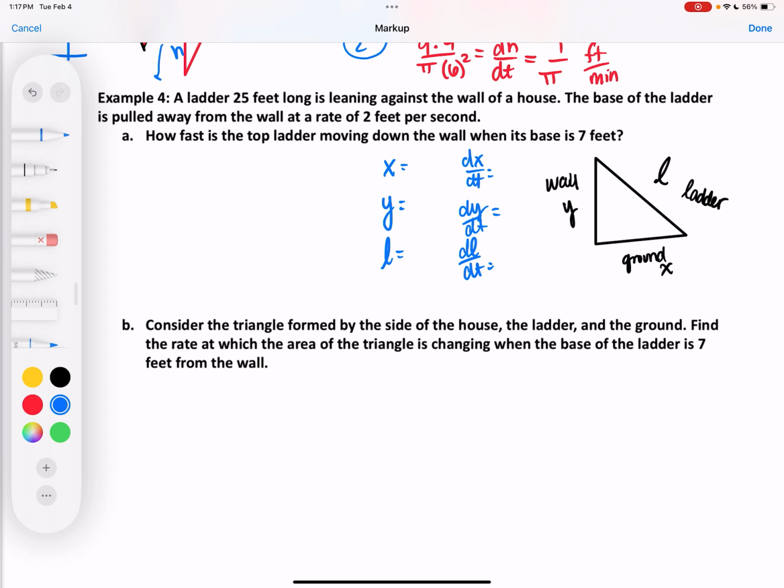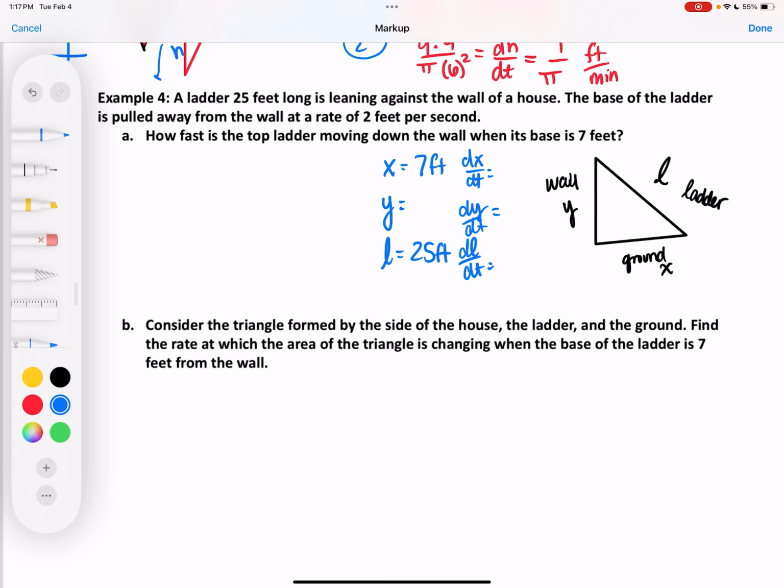All right, so it's supposed to say, I think, when the base is 7 feet from the wall. So x is 7 feet. y is, oh, I don't know yet. The ladder is 25 feet long, so that's the hypotenuse, so that's 25 feet.